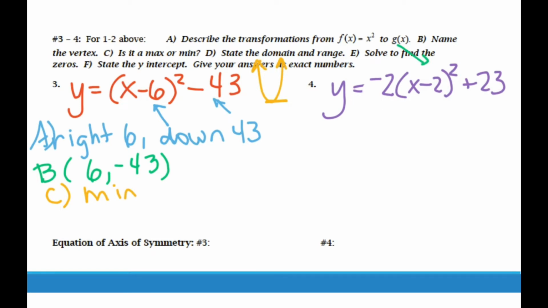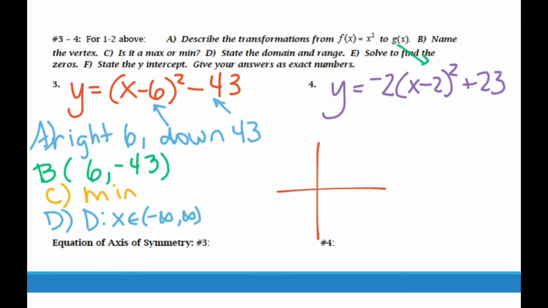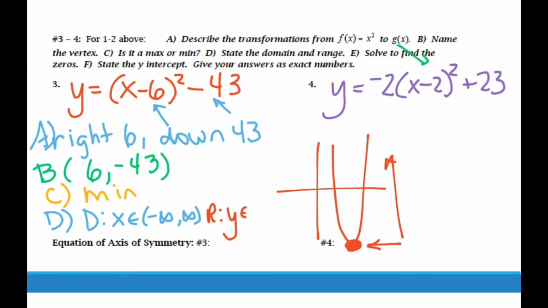Okay, and then D, it says state the domain and range. In quadratics, the domain is always all real numbers, so we're going to state that as an interval from negative infinity to infinity. For the range, the vertex is (6, negative 43), so it's going to be like this. The bottom point right there is negative 43, so it goes from there to infinity. So the range is y is an element of, as low as it goes is negative 43, inclusive, to infinity.